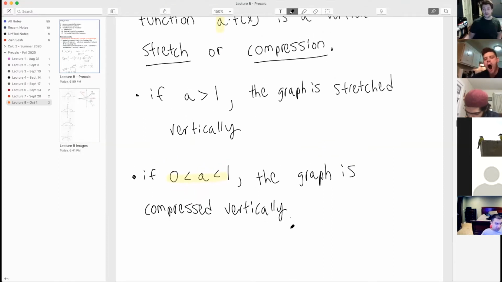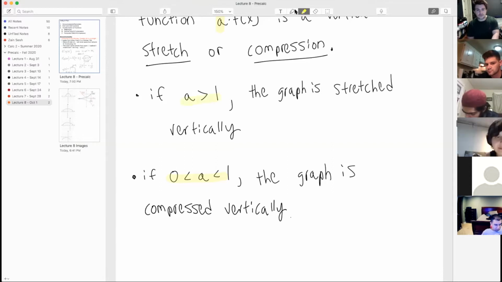So maybe you're wondering, what if a is negative? Well, if a is negative, it's going to be a reflection about the x-axis followed by a stretch or a compression. Because the minus sign in front of a will cause a reflection about the x-axis, and then you do your stretching or compressing. So really we just care about these cases.